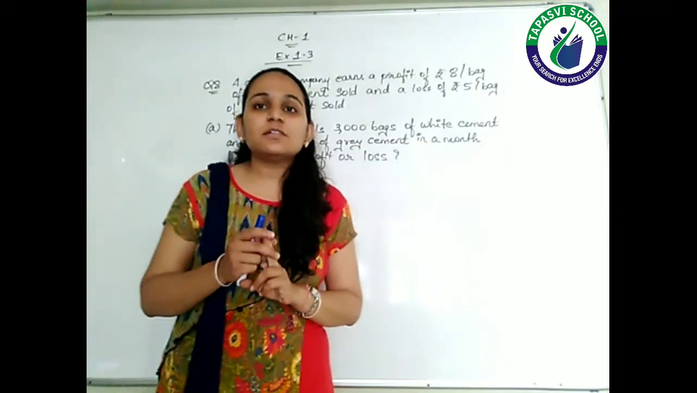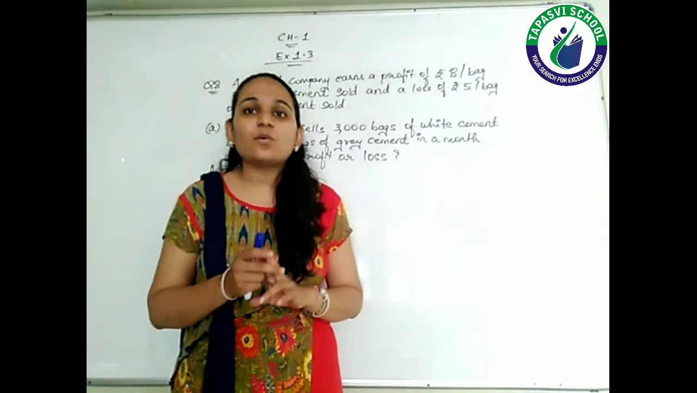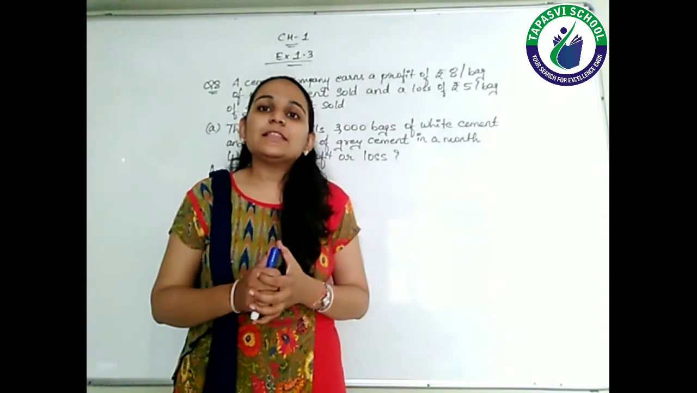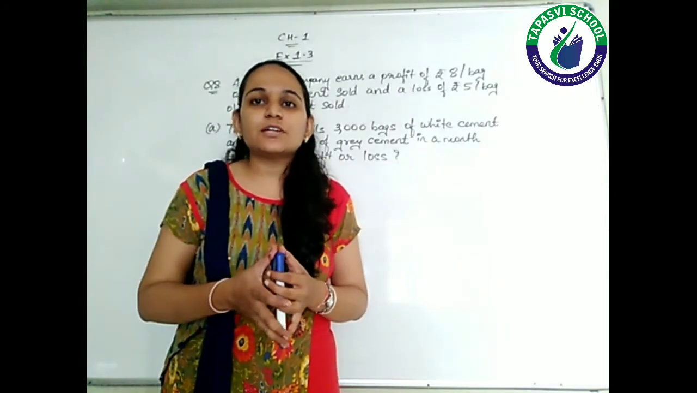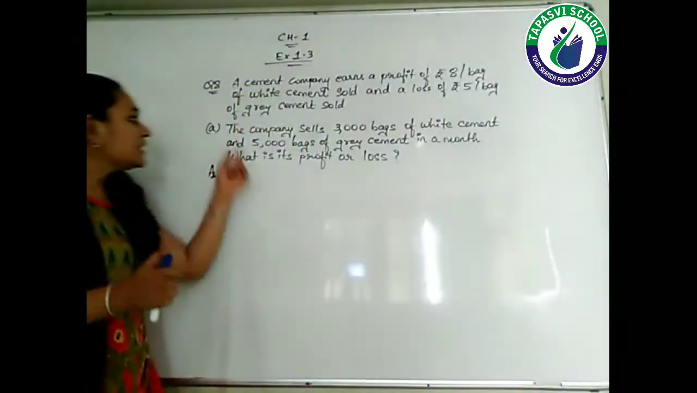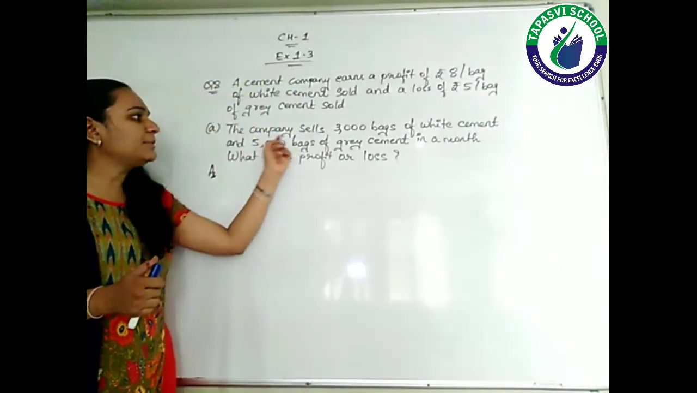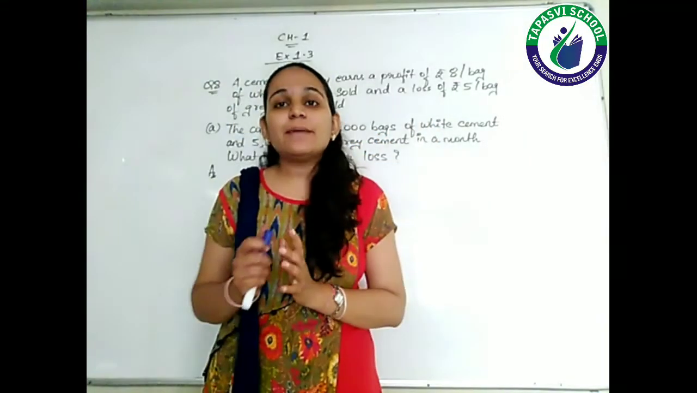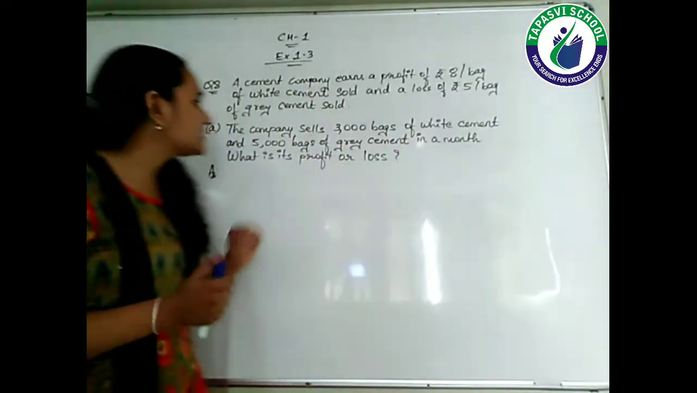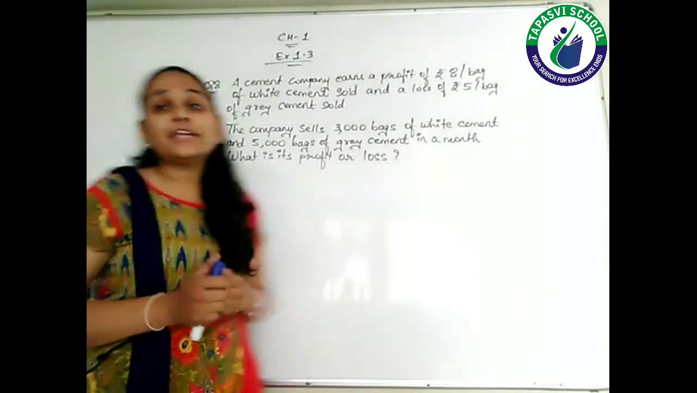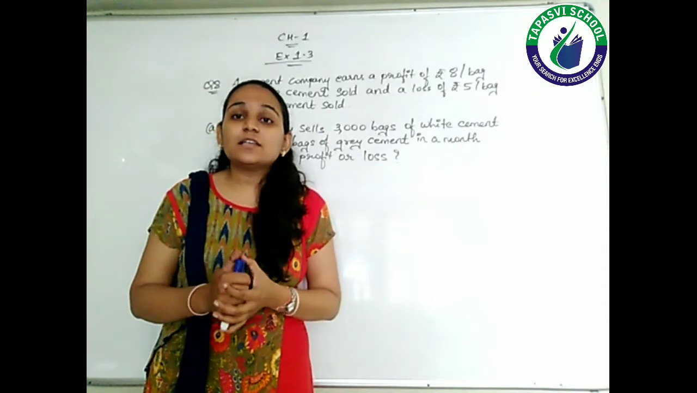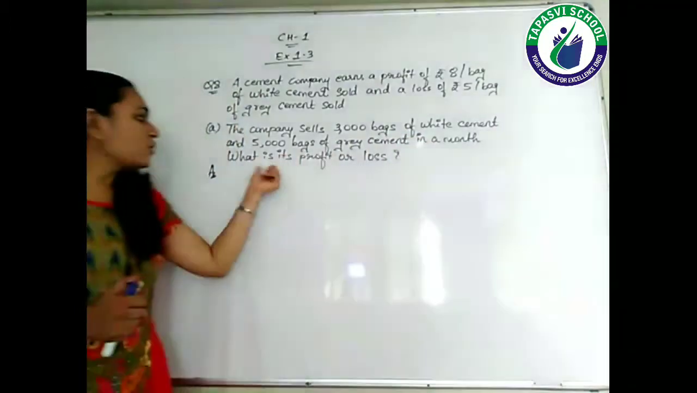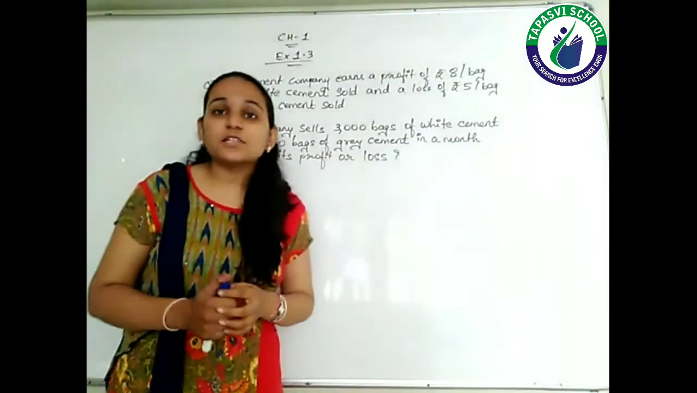There are two kinds of cement, students, which are available in the market, that are white and the grey. White is generally used for the plaster and all, right? And the grey is the one which you are using for the construction purpose. Okay. Now based on that, the first question is, the company sells 3000 bags of white cement and 5000 bags of grey cement in a month. So what is its profit or loss?